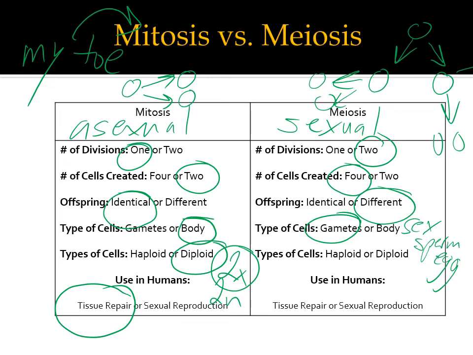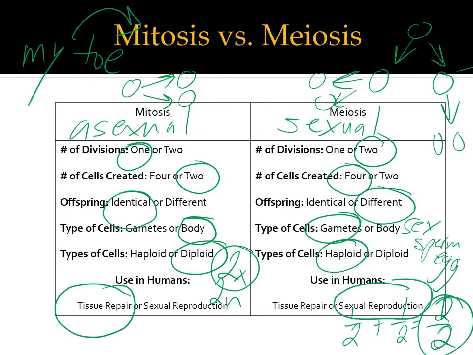And types of cells, these are now going to be haploid cells because you get half from a sperm, half from an egg, and that's going to equal a whole for an entire new cell. That's going to make now an entire new person. So this is going to be sexual reproduction. It's used for in living things.